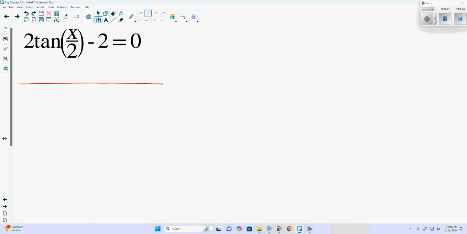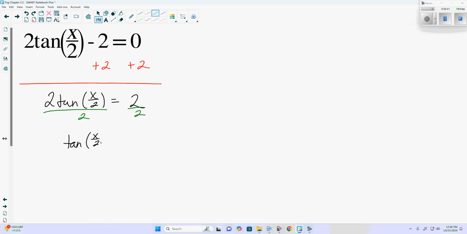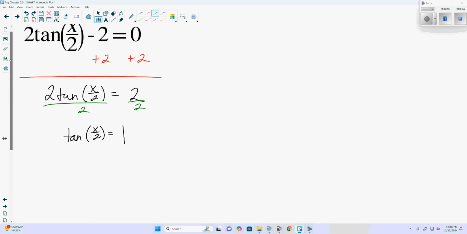Again, just like the last one, we need to get tangent by itself. So the first thing we can do is add 2 to both sides, telling us 2 tangent of x over 2 is equal to 2. Then we would divide both sides by 2, telling us that tangent of x over 2 is equal to 1.